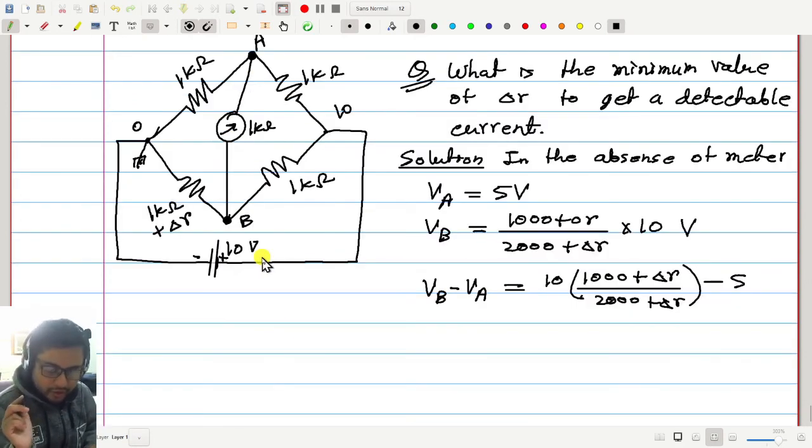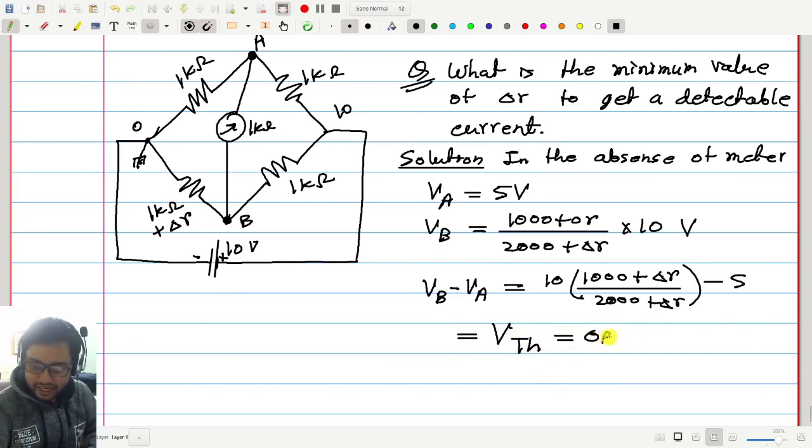So now I am going to calculate the current that will flow through the meter using Thevenin theorem. And for that I will find a Thevenin equivalent circuit as seen from terminal A and B. Okay, so this quantity is the voltage between A and B in the absence of the meter. That means this is the open circuit voltage between A and B, or V Thevenin.